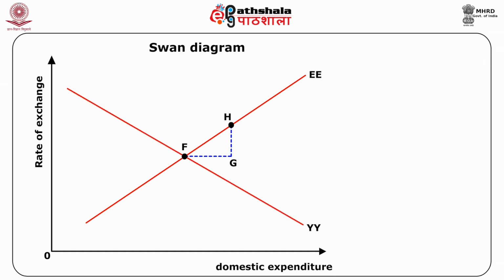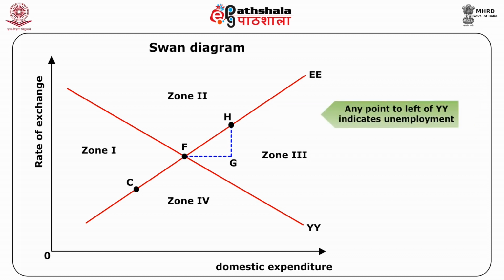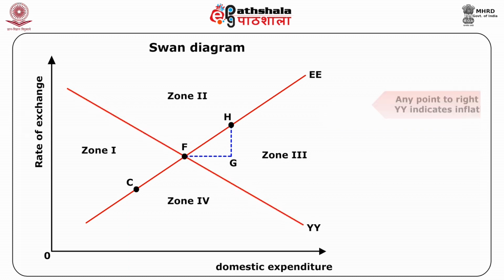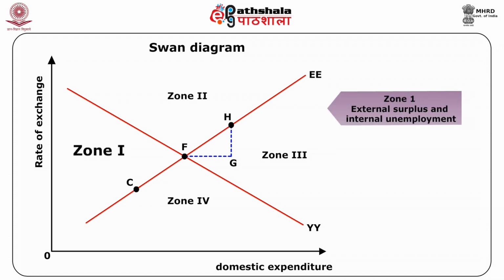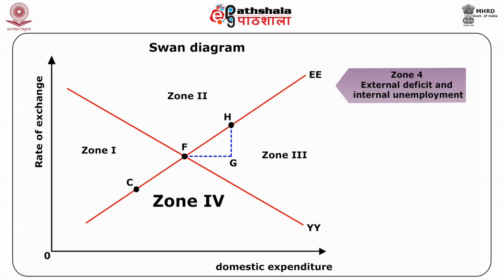The line YY indicates the internal balance, or the level of full employment with no inflation. For simplicity, it is assumed that inflation only occurs when output is above the level of full employment. Any point to the left of YY indicates unemployment and any point to the right of YY indicates inflation. The four possible regions in the diagram are as follows. Zone 1, external surplus and internal unemployment. Zone 2, external surplus and internal inflation. Zone 3, external deficit and internal inflation. Zone 4, external deficit and internal unemployment.